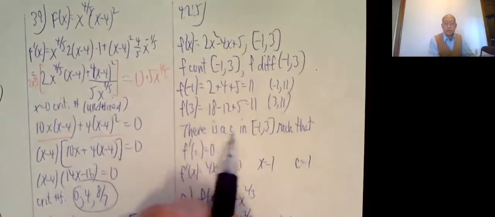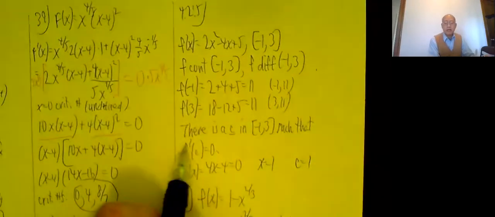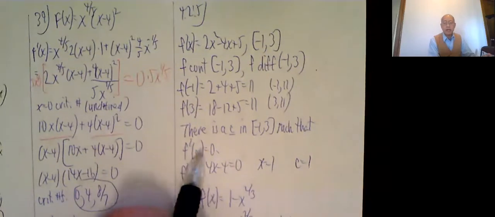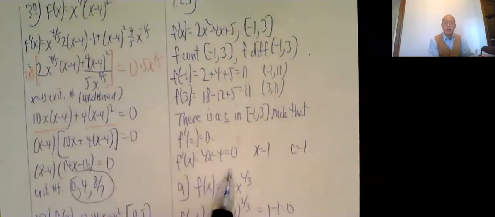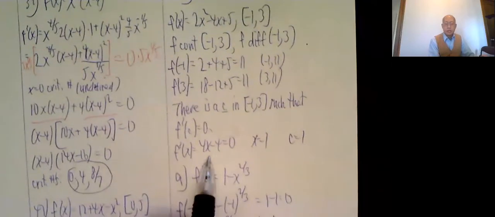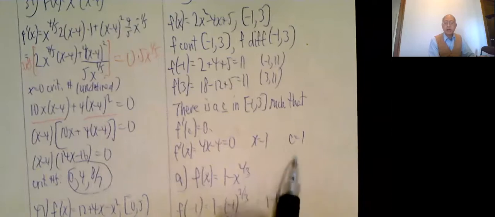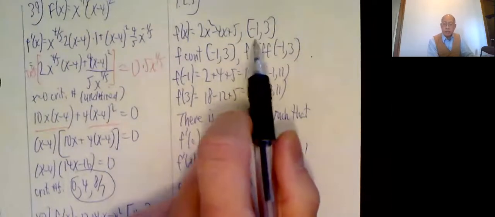So there's a c somewhere between -1 and 3, such that f prime of c is equal to 0, and they ask you to find it. No big deal. Take the derivative, 2x minus 4, set it equal to 0, and that's easy algebra, x equals 1. So the c value is 1. And yes, 1 is between -1 and 3, so that's perfectly fine.